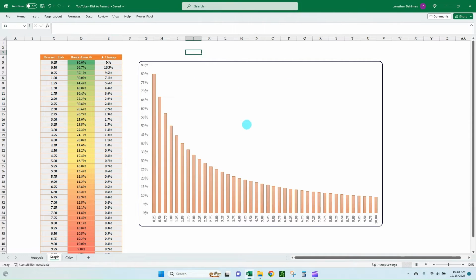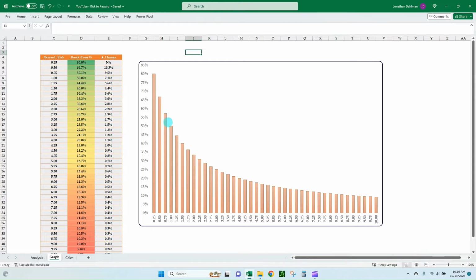In today's video, it's going to be about stock trading and investing, looking at how to calculate reward to risk ratio and break-even win percentage when you have more than one price target. So I have pulled up here a chart of different reward to risk ratios on the x-axis and the break-even win percentage on the y.